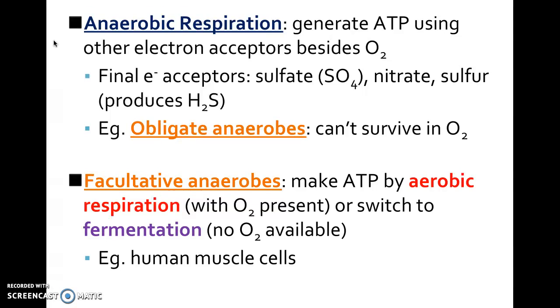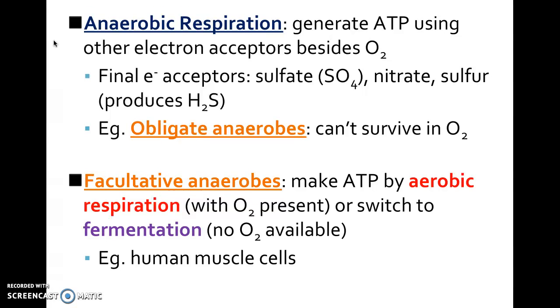Obligate anaerobes are organisms, primarily special types of bacteria, that can't survive when oxygen is present. So their body process to make ATP is anaerobic. Now there's another kind of anaerobe, facultative anaerobes. This is typically an organism or a type of cell which is able to flip-flop.